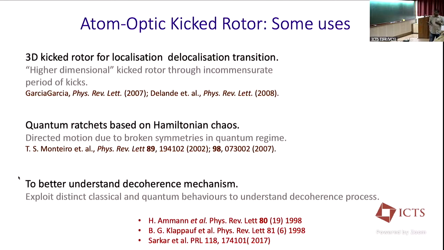So here are some examples. One can study the transition from localization to delocalization. You can extend the dimensionality of the system by bringing in a set of kicks whose frequencies are incommensurate with each other. You can study quantum ratchets, and you can also use it to study the fundamentals of the mechanism of decoherence in any quantum system. You can use this as a model system.